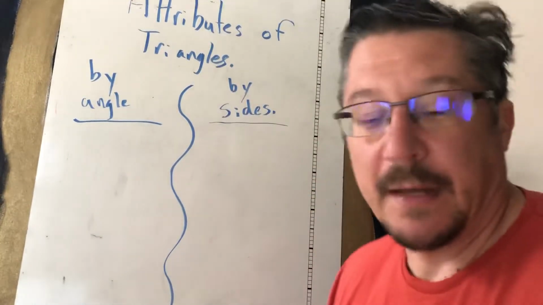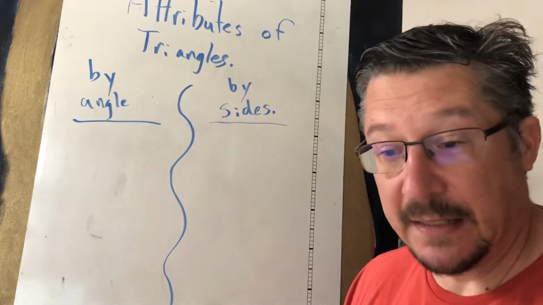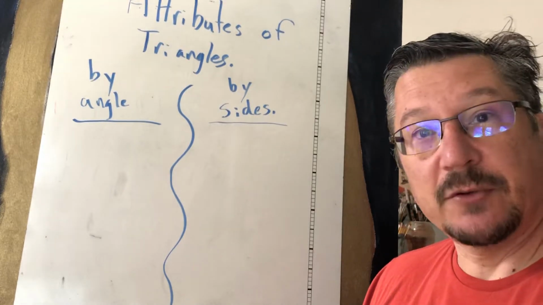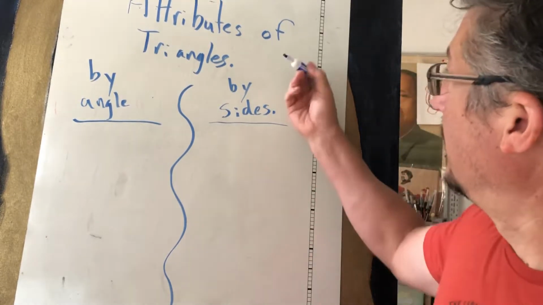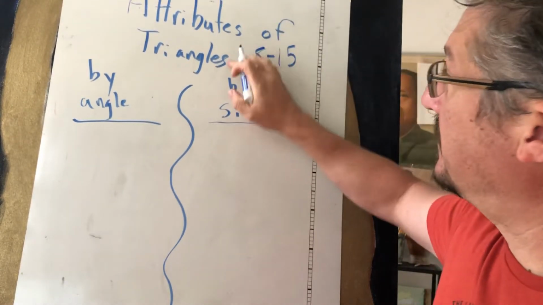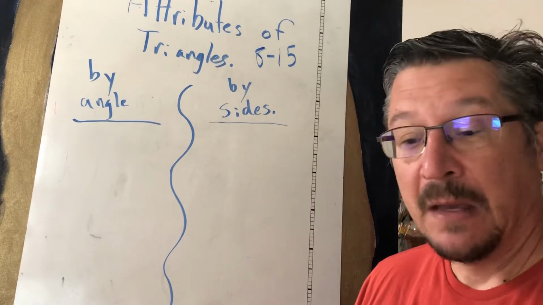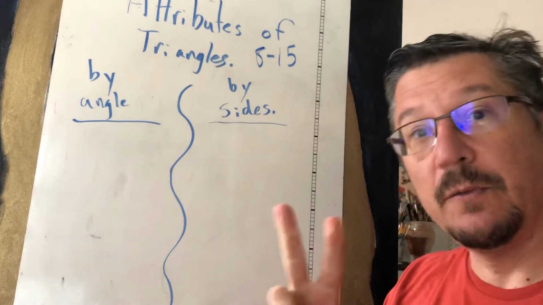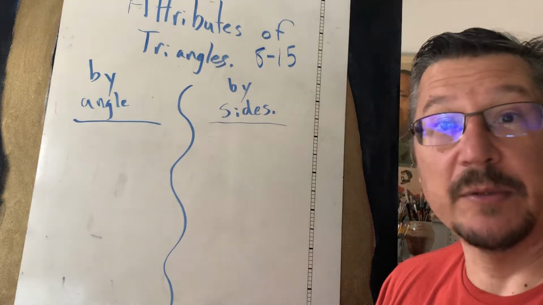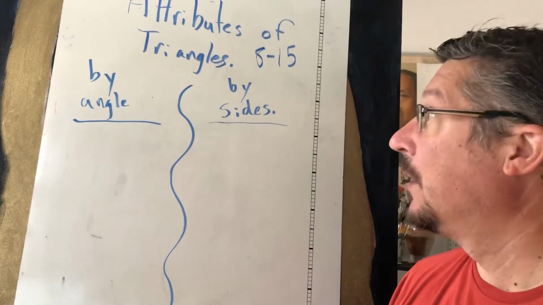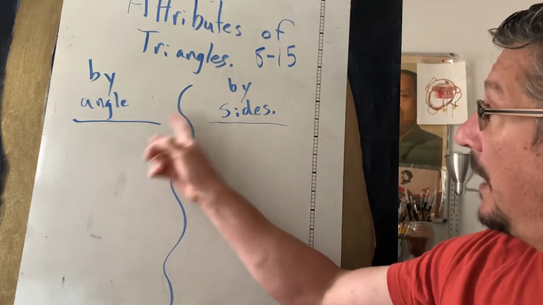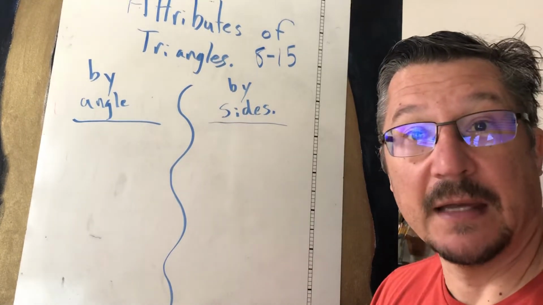Hey, good morning. So today we're going over 815, attributes of triangles. Okay, so most triangles we categorize two ways. Every triangle can have two labels to it. We categorize them by angle and by length of sides.